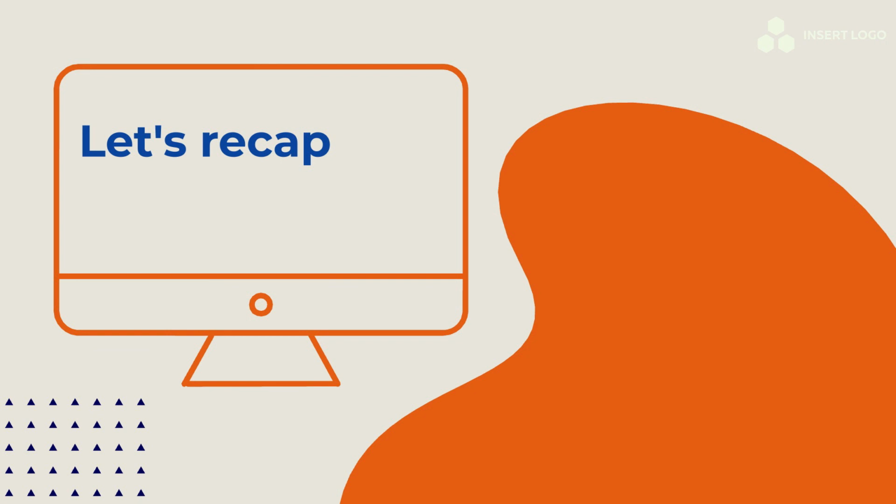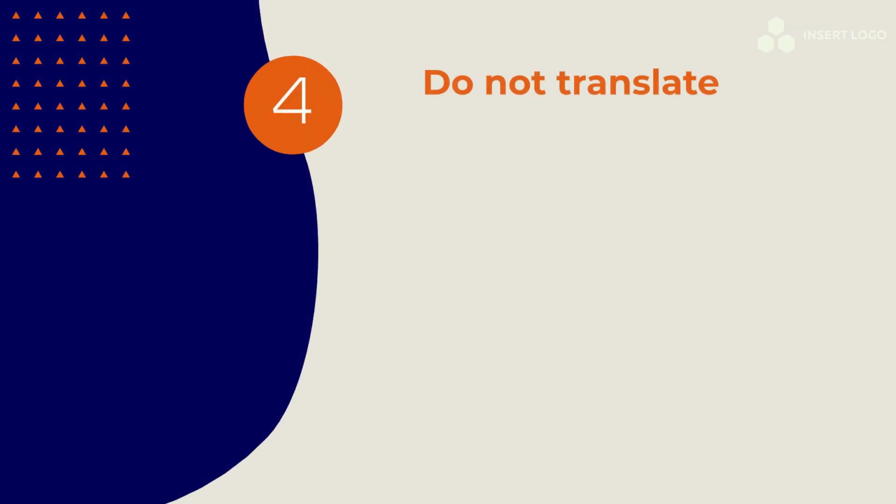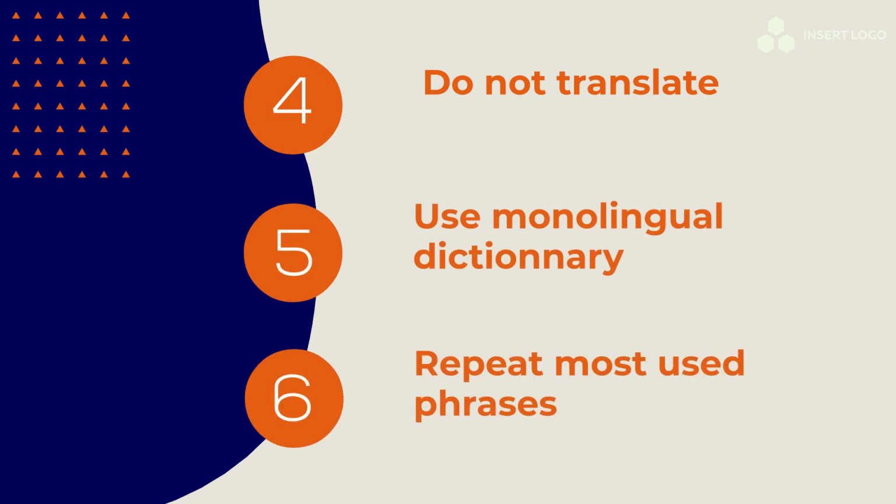Let's recapitulate. The first tip, practice your English. Second tip, listen to native speakers. The third one, the guessing game. The fourth tip, do not translate. The fifth tip, use a monolingual dictionary. Sixth tip, repeat most used phrases.